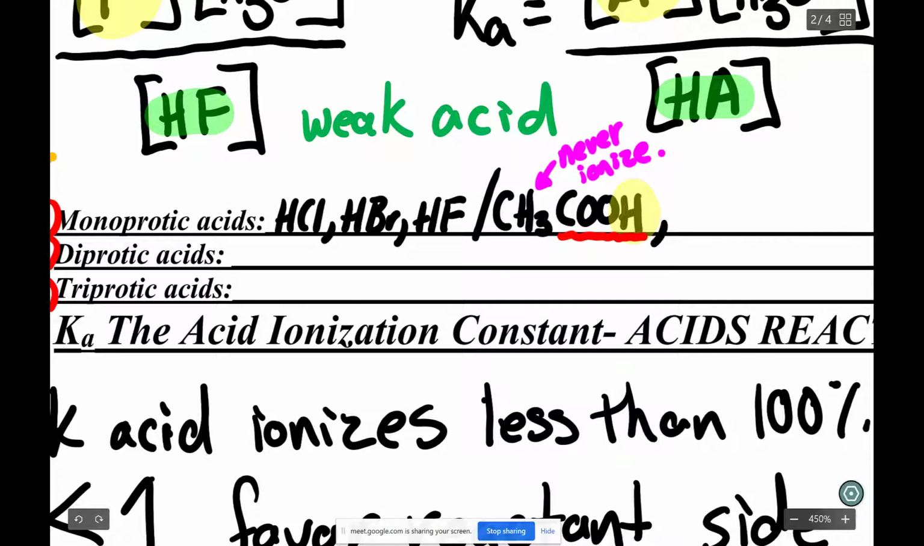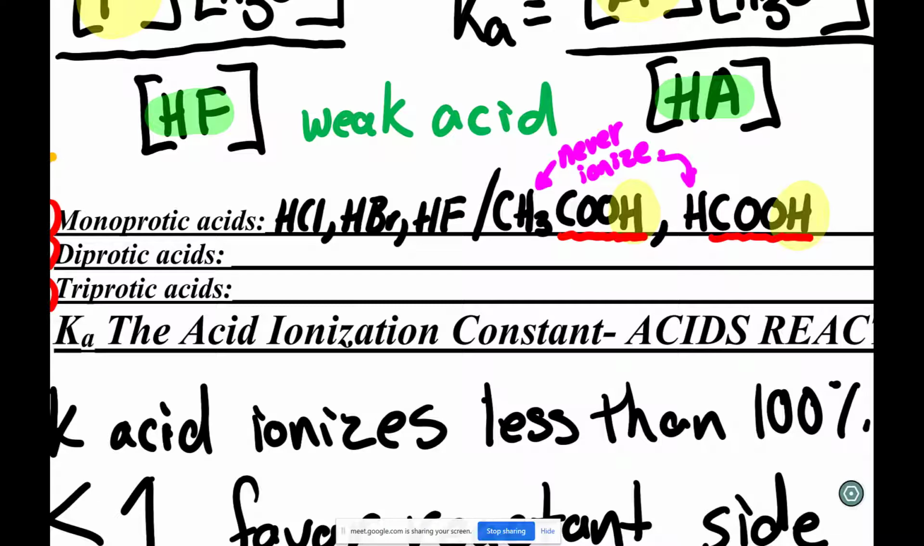Another example would be something like formic acid, HCOOH. Only the H on the end of the carboxylic acid group would be able to ionize. This H here, which is directly bonded to this carbon, could never ionize because it's not a polar enough bond between the carbon and hydrogen. It's actually a completely non-polar bond. So again, a COOH group, if you have one of them, it's monoprotic. If you have 2, it would be diprotic. If you had 3, it would be triprotic.